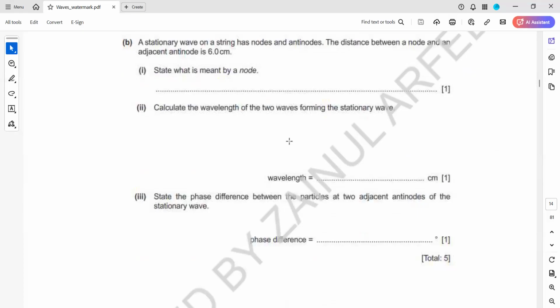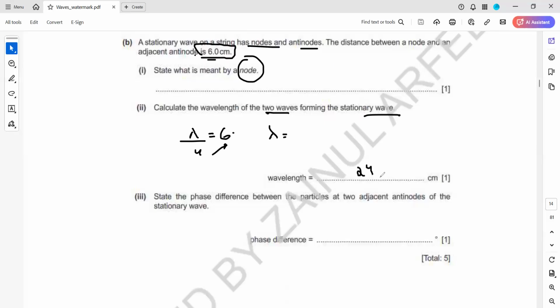A stationary wave on a string has a node and antinodes. The distance between the adjacent node and antinode is 6 centimeter. What is meant by the node? So how do we define a node in a stationary wave? It is a point in a stationary wave where particles are not moving, or the amplitude is 0. And what is the wavelength of the two waves forming the stationary wave? The distance between node and antinode is a quarter of the wavelength. So a quarter of the wavelength is 6 centimeter. The wavelength is 6 multiplied by 4, 24 centimeter.